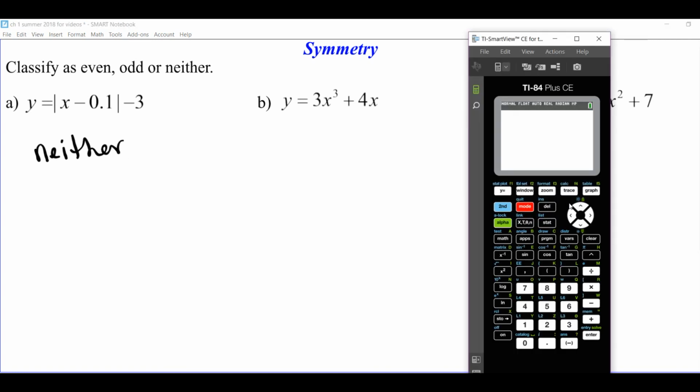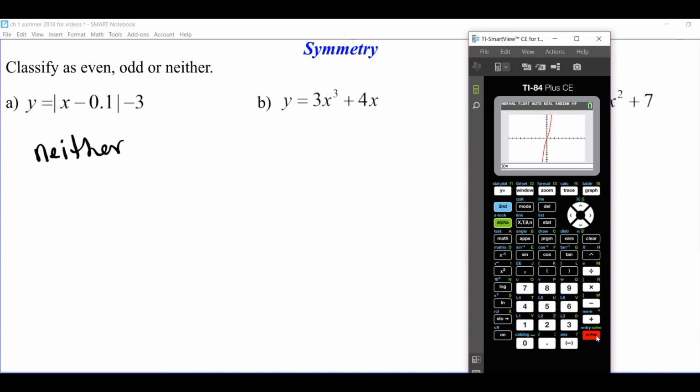Moving on to B here, I'm going to take a look at this graph. So this is a cubic graph, and again, this one appears from the graph to perhaps be an odd function. So again, I just want to double check because I have my calculator and I can do that. So we're going to do second trace value. We're going to put in some opposite x values. Again, any numbers that you want.